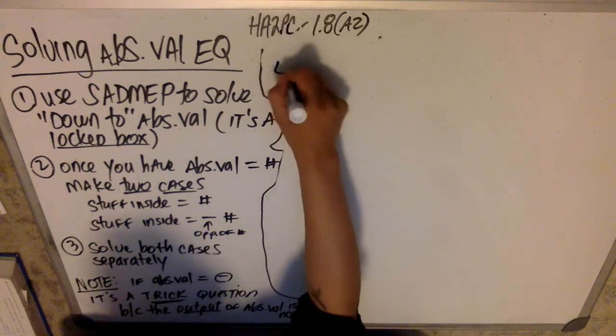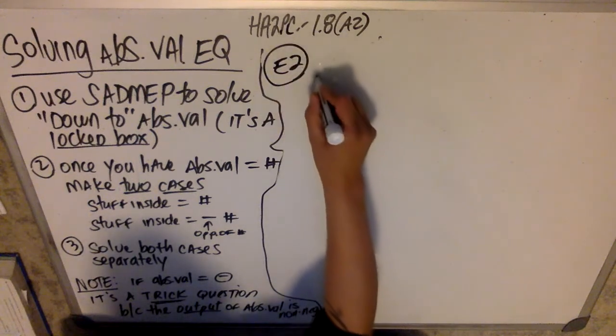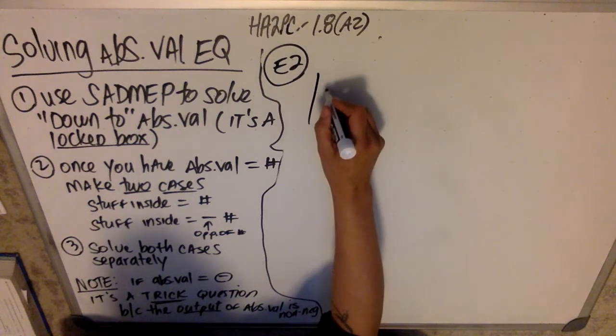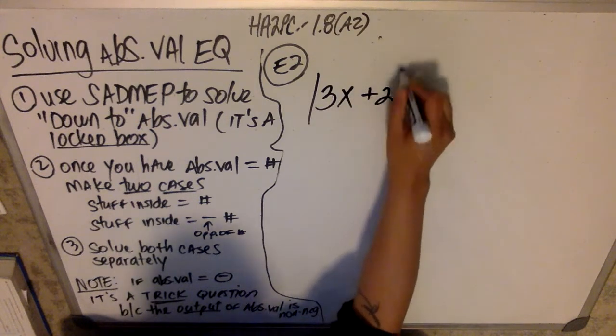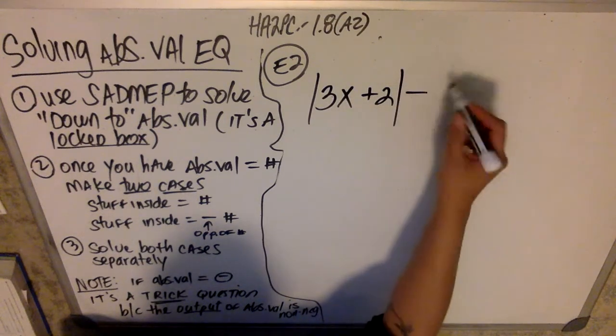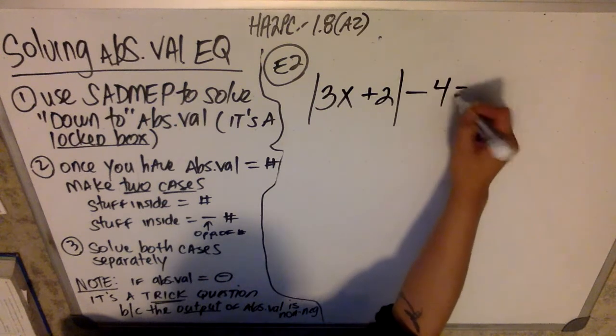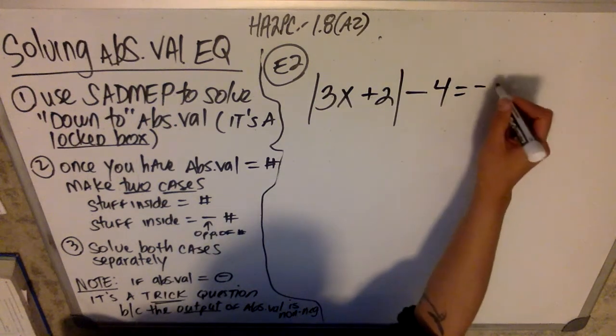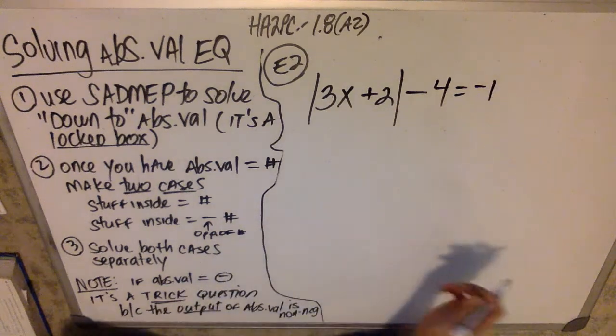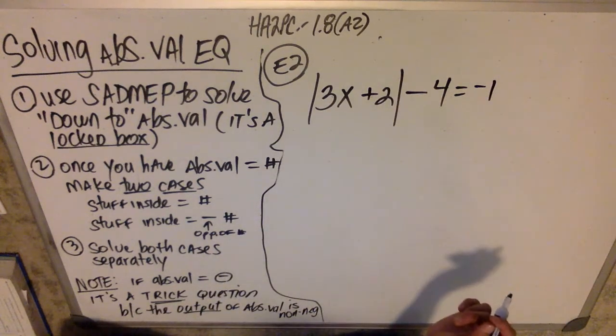So let's do an E2, and again, this doesn't line up with the book, but let's do the absolute value of 3x plus 2, minus 4 equals negative 1, okay? Yeah, we're going to go ahead and solve this.